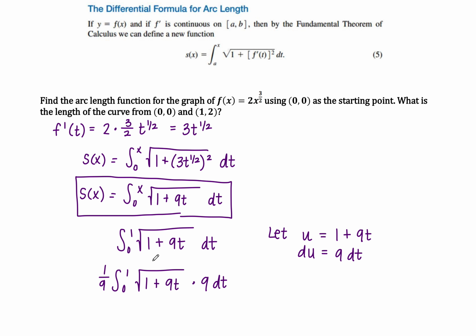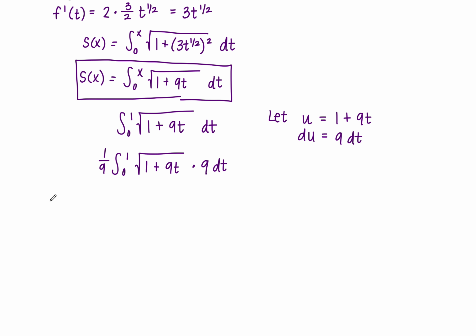So I'm going to go ahead and do the u substitution. And I'm going to change my upper and lower bounds while I'm at it. So if t is 0, u is 1 plus 9 times 0, which is 1. When t is 1, 1 plus 9 times 1, we get a 10. So we have the square root of u, I'm just going to write u to the 1/2 power du.